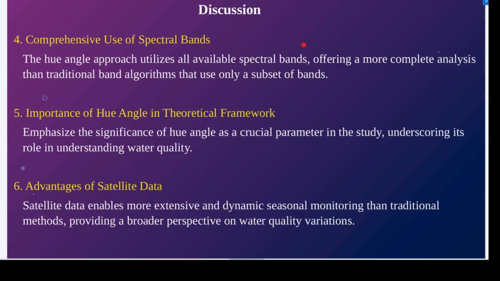The Hue Angle approach utilizes all the available spectral bands, offering a more complete analysis than a traditional band algorithm. So we can use spectral bands or remote sensing technology to monitor water quality. The advantage of satellite data is that it enables more extensive and dynamic seasonal monitoring than traditional methods, and it provides a broader perspective on water quality variation.